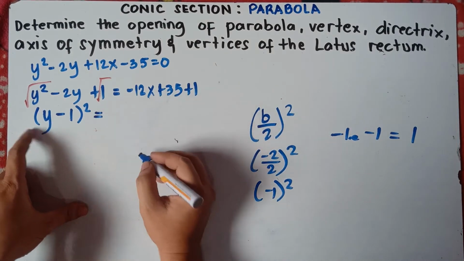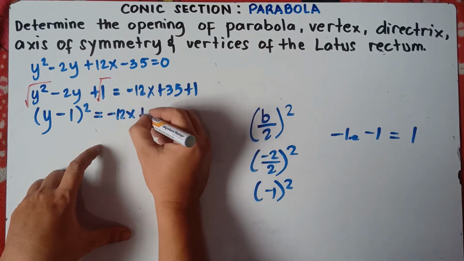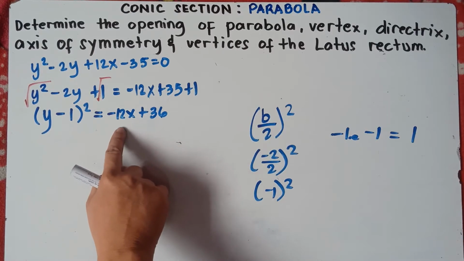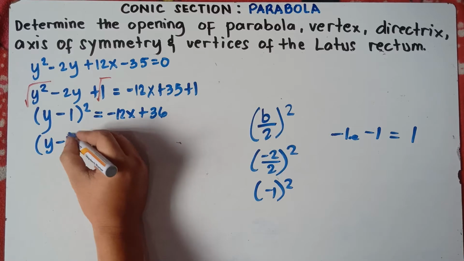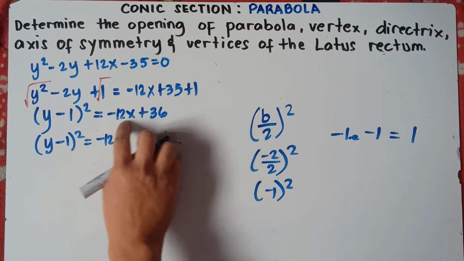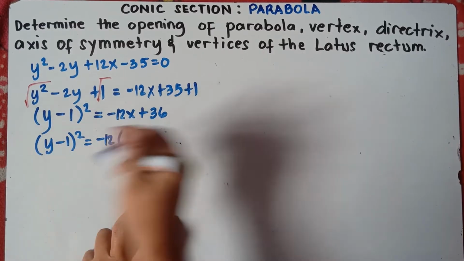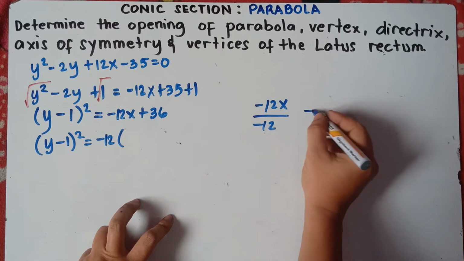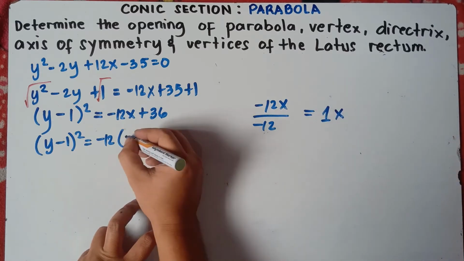Then put an equal sign, then copy this one, negative 12x. You add this one, 35 plus 1, that would be positive 36. Alright, so check if we can factor this. We can factor this out by negative 12. So this will be (y minus 1) quantity squared equals negative 12 times... negative 12x divided by negative 12 is positive 1, and x divided by none, so simply copy x. So this will be x, class.